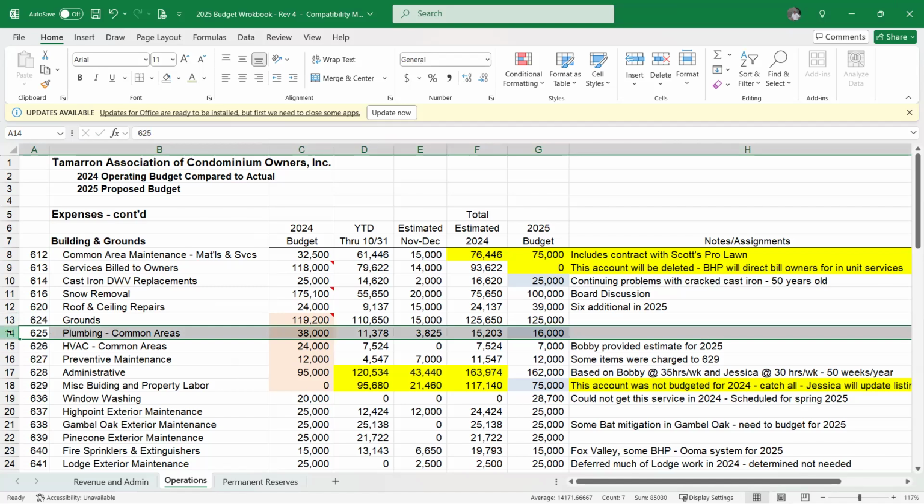Plumbing, common areas. We underspent. Maybe Bobby has some comments on that. I don't know. Laterals under the box drains. I mean, that covers anything in between the condo walls, the ceilings, common areas.